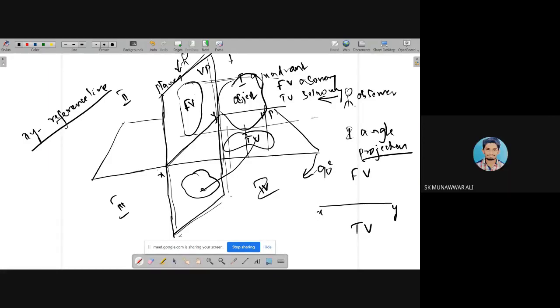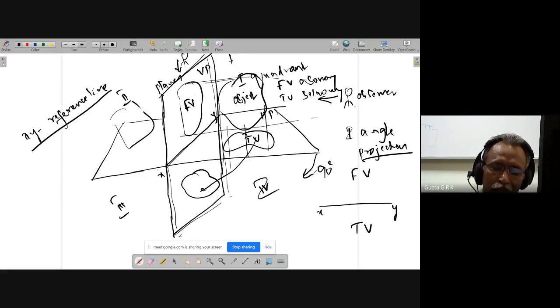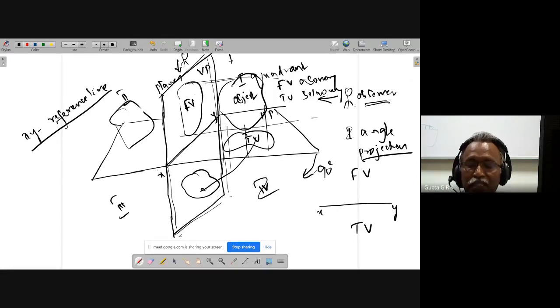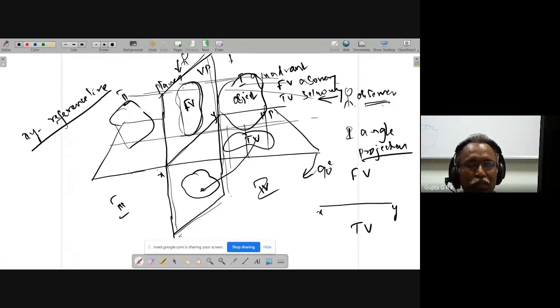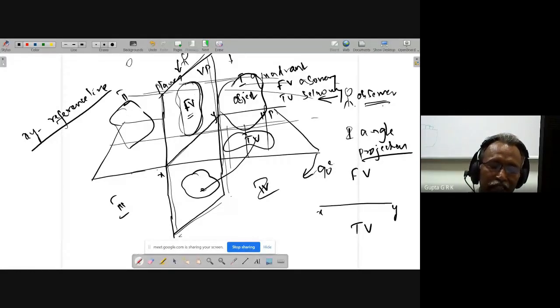Now, if I keep the object in the second quadrant, I am standing here only. My place is not changed, so I don't see the object. If I want to see it, I have to assume the vertical plane as transparent. Then the rays will go straight like this, and you will get the same view. Front view will not be changed. But if I stand at the top and see, I get the top view here.